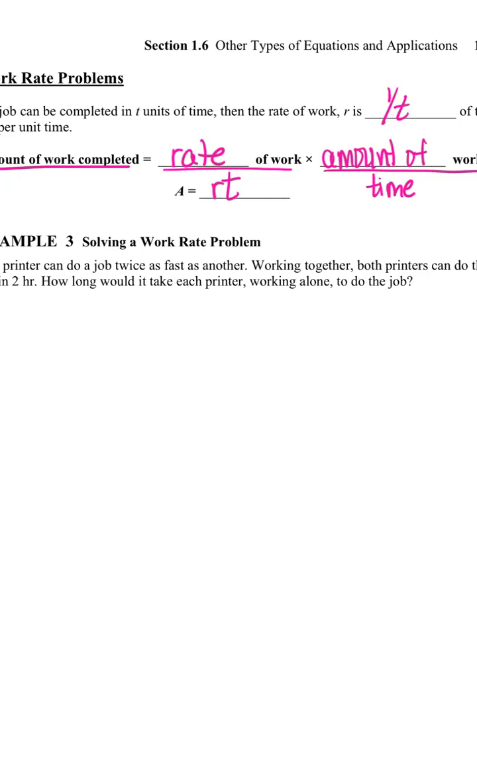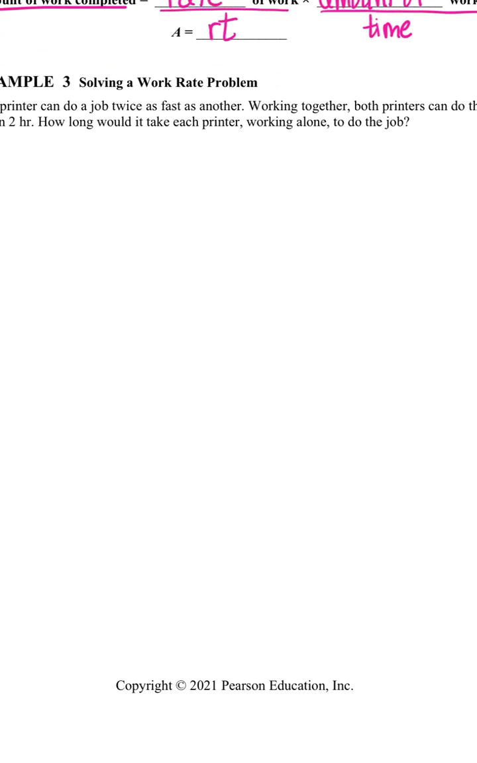So let's look at this first problem here. One printer can do a job twice as fast as another. Working together, both printers can do a job in 2 hours. How long would it take each printer working alone to do the job? Read the problem as many times as you need to. So find the time it would take each printer working alone to do the job.